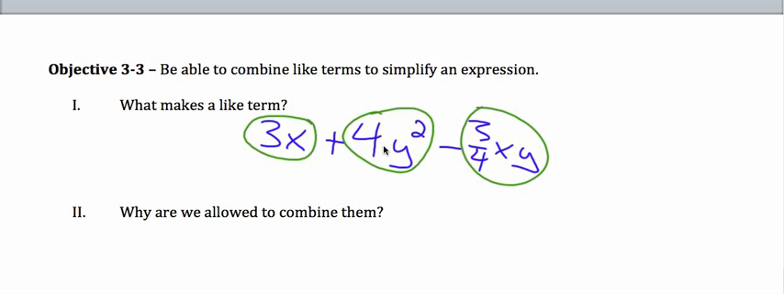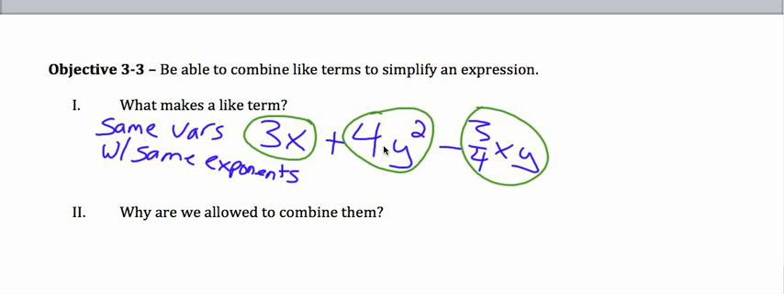So what makes a like term is when we have the same variables with the same exponents on those variables. Now, the number or the coefficient, like these numbers that are here, 3, 4, and 3/4, those don't matter as far as like terms go. Only the variable portion matters, so the x's and the y's.